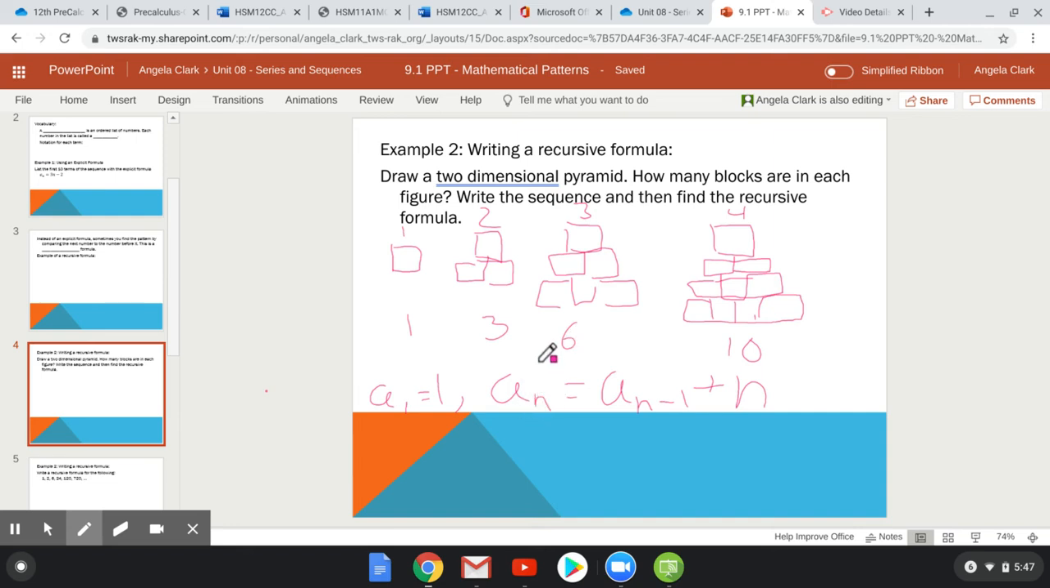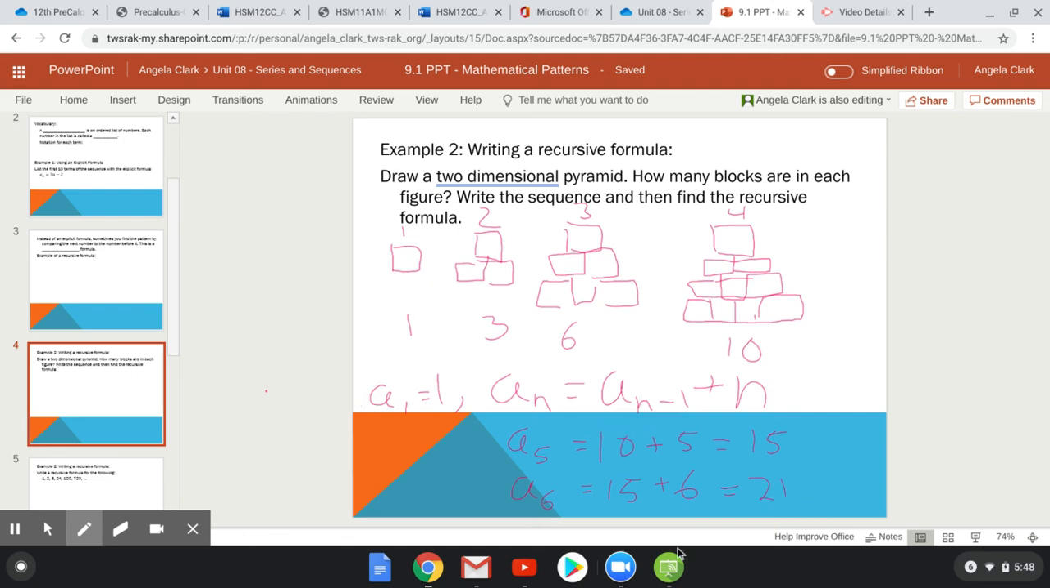So for example, again, if I wanted a5, that would be 10 plus 5. 10 is a4, and then 5 is the number, so I would have 15. Then if I wanted a6, that would be 15 plus 6. So the previous one plus the term number, which would be 21.